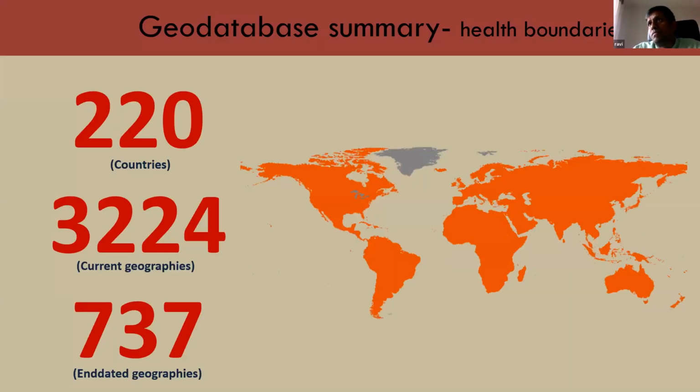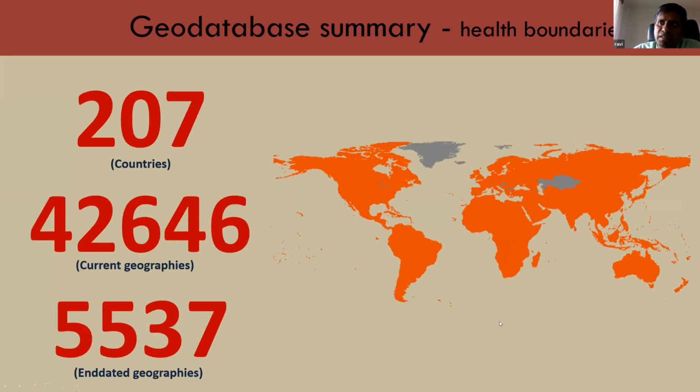So what do we have with the health boundaries in our system? At the first subnational level, we have 220 countries, 3,000 plus geographies, and also end-dated geographies. So this is the coverage for the first level. And for the second level, this is what we have: a little less, 207 countries, 42,000 plus geographies which are currently valid, and 5,000 plus which are end-dated. This is updated once in 2 months, and we go through a process.